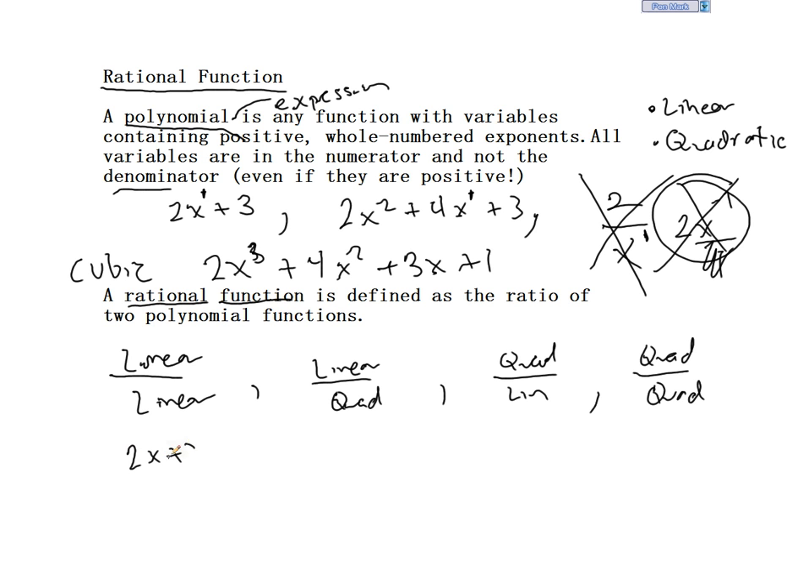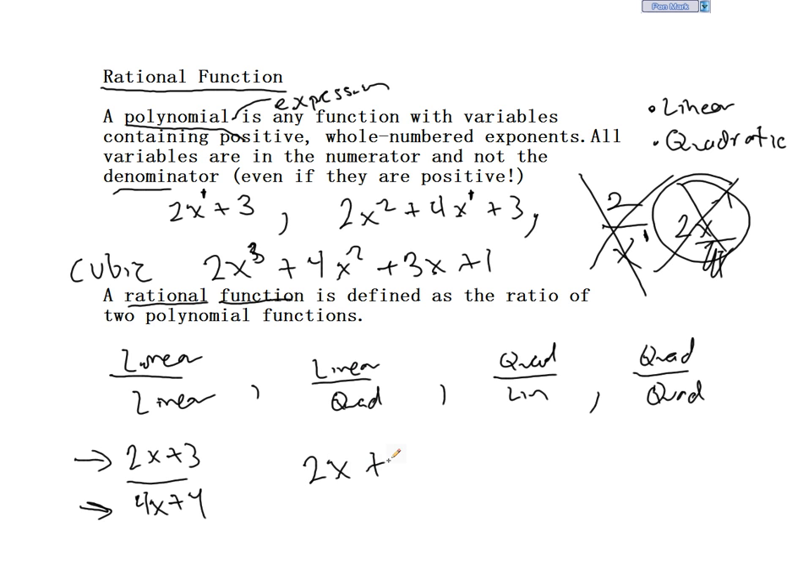So for example, 2x plus 3 over 4x plus 4 would be a linear rational function. Now you might say, well wait a minute, that's not a polynomial. You're right, because it has variables in the denominator, this itself is not a polynomial, but it's a ratio of a polynomial and another polynomial. So that's what we refer to when we mean the ratio of polynomials.